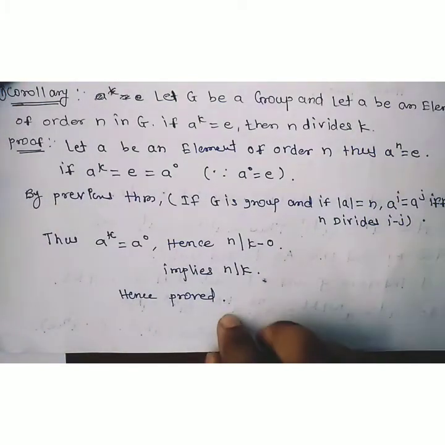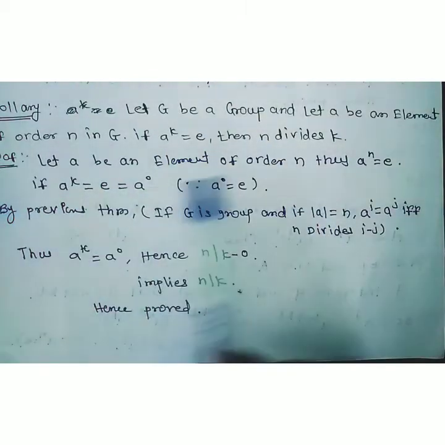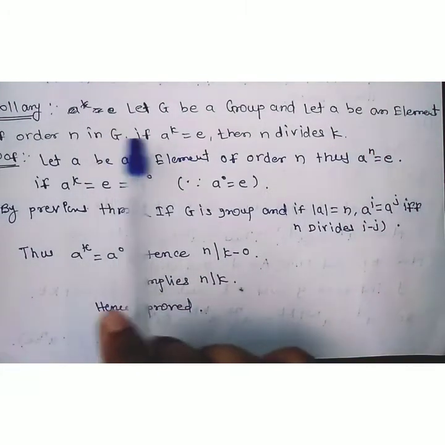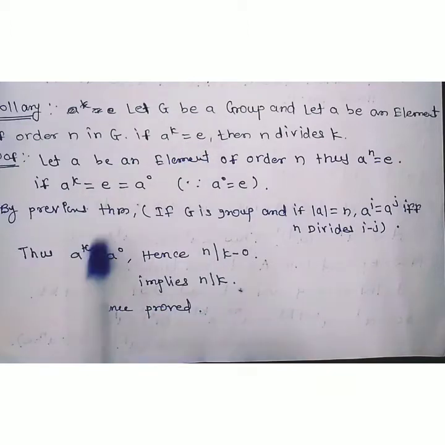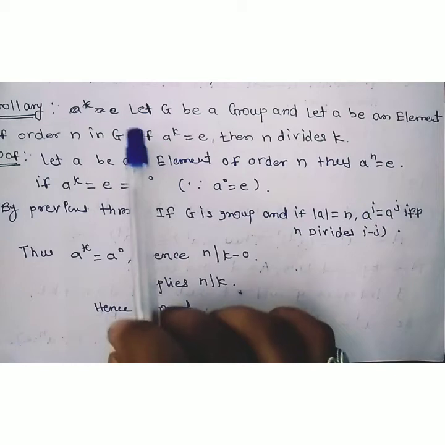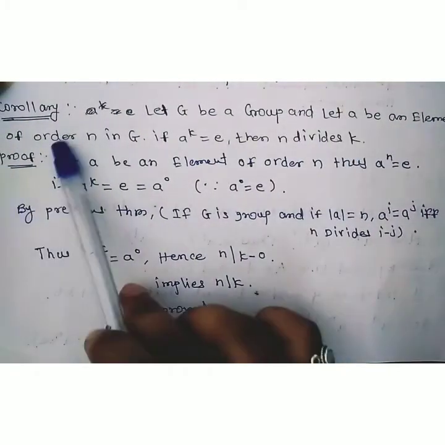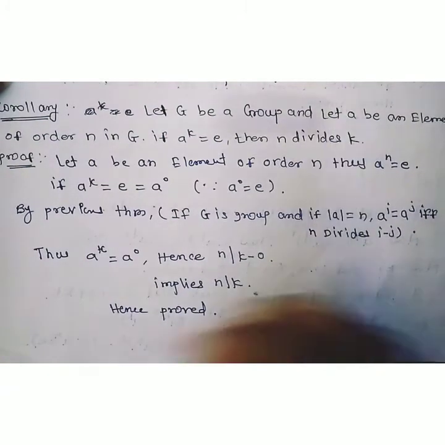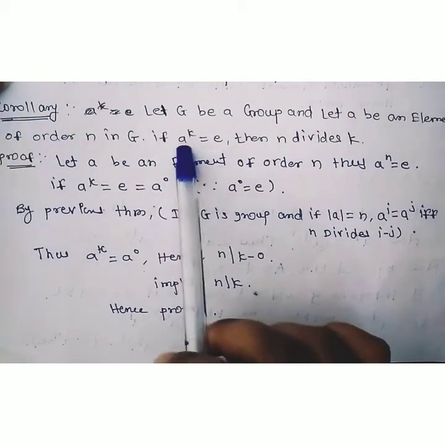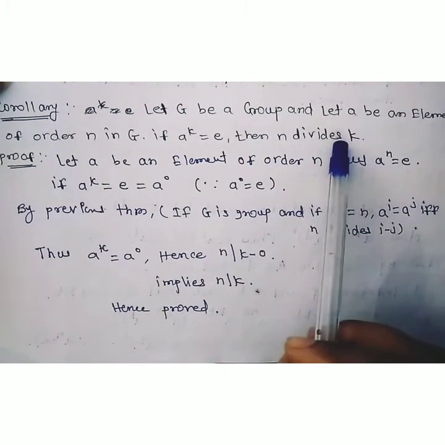Now the corollary, the statement is: let G be a group and let A be an element of order n in G. If A raised to k is equal to identity, then n divides k. So what is the statement of the corollary? We are given a group G and an element A in G, and the order of that element A is n. We have to show that if A raised to k is equal to identity, then n divides k.